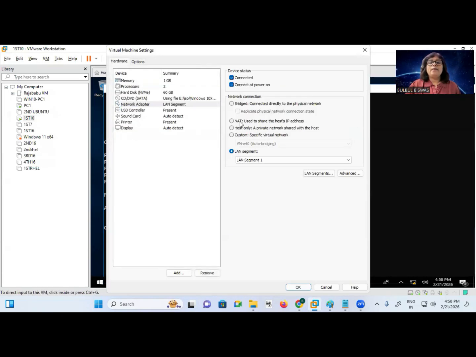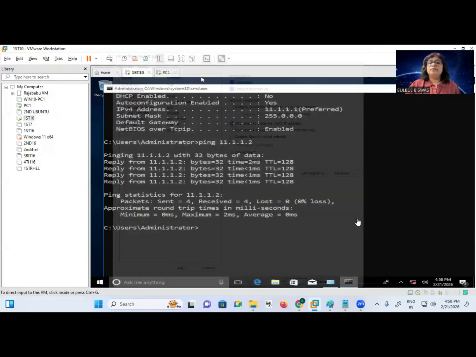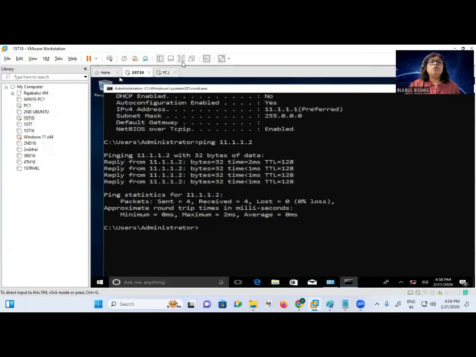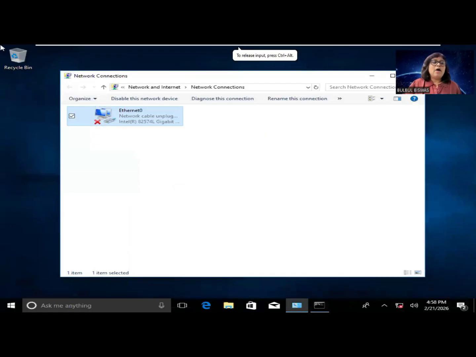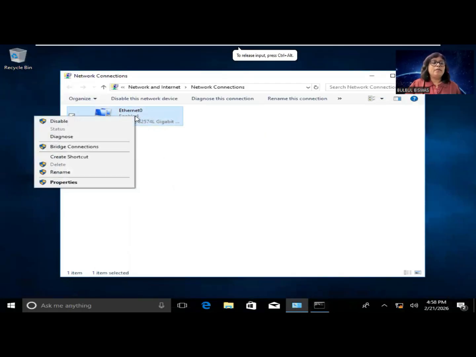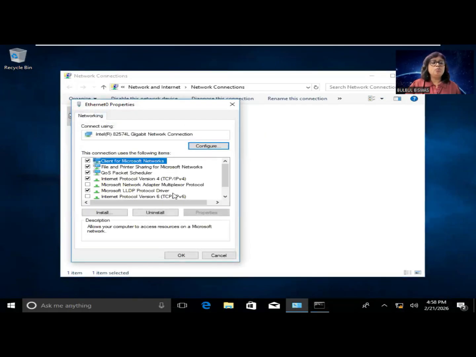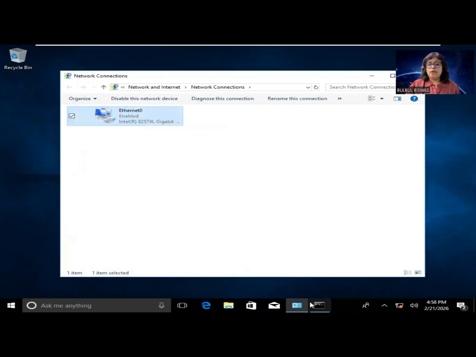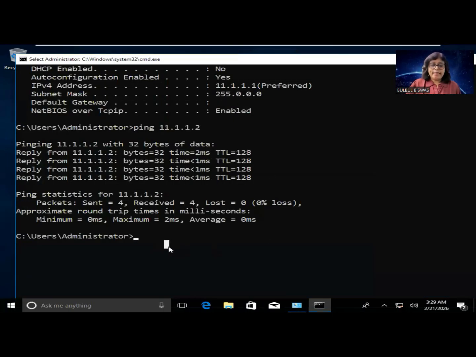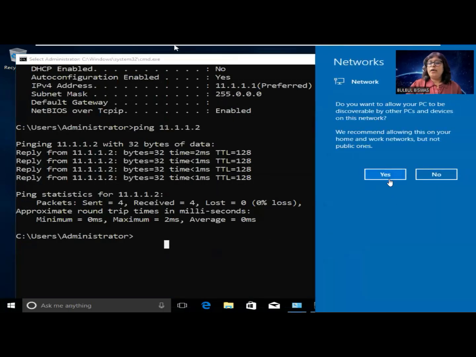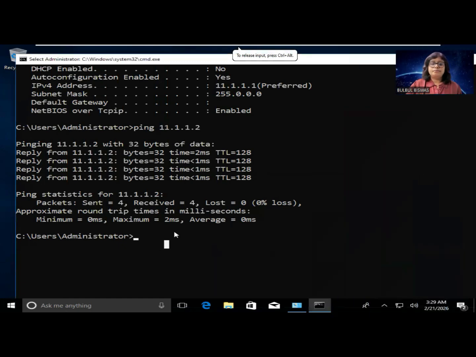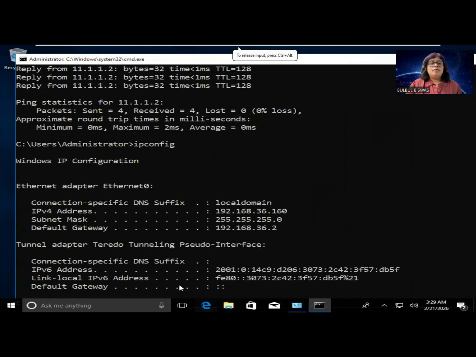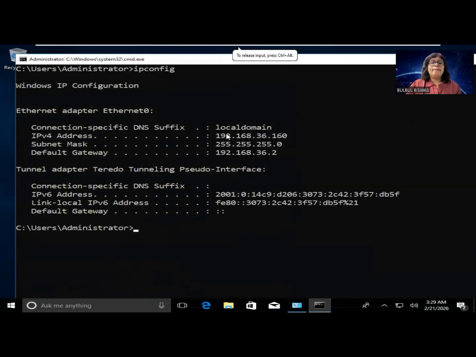I'm keeping my machine in the NAT connection. In the VM, whenever we go for NAT, what will happen? Our machine gets... one minute. Go to properties and I'm just making it obtain an IP address automatically. See what happened. Here I'm writing ipconfig. Okay, now see, this is the IP. Now see, my machine has got the IP address.